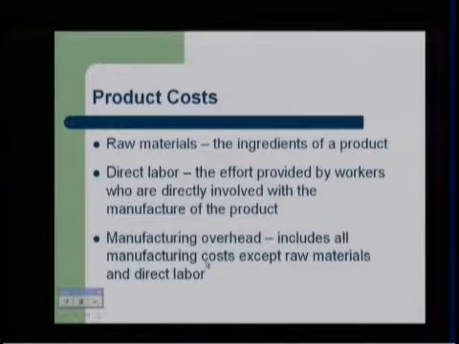Now the best way to think about this is to think of raw materials as the things that you can see in a product. For example, if you're looking at your textbook as a product, the raw materials would be the paper, the cardboard, perhaps even the ink that's on the pages. Those are the pieces of the product that you can see that are a substantial cost of that product.